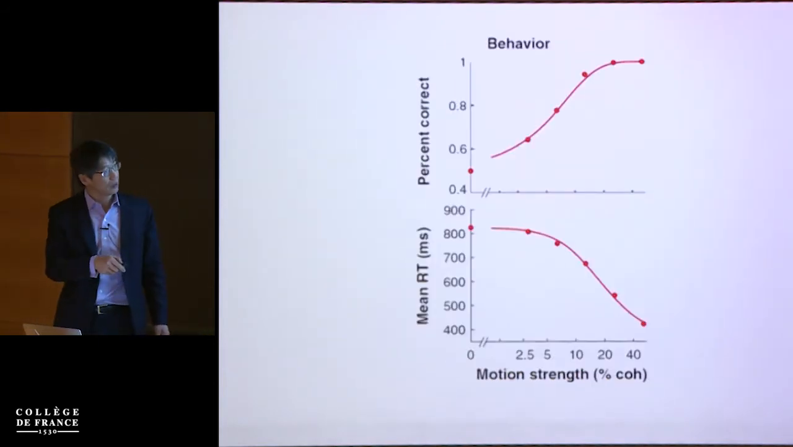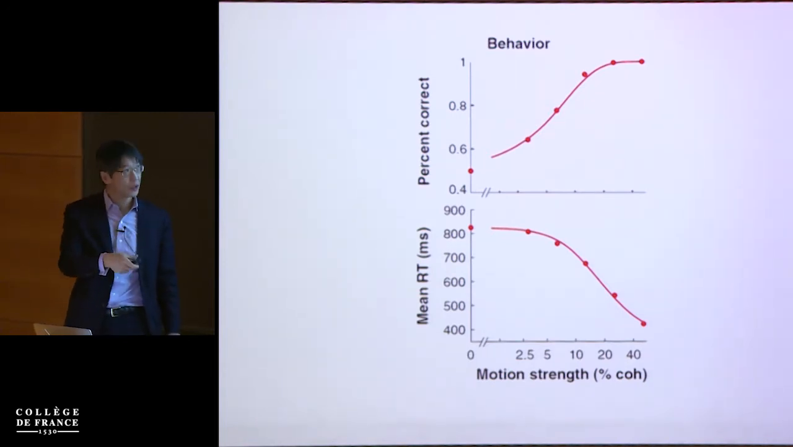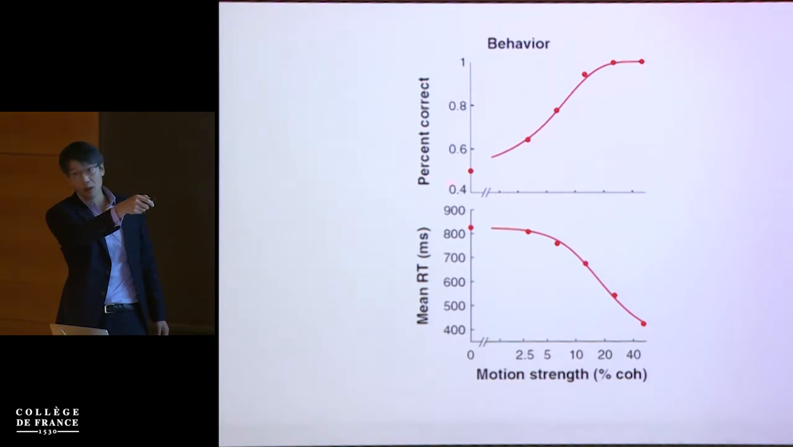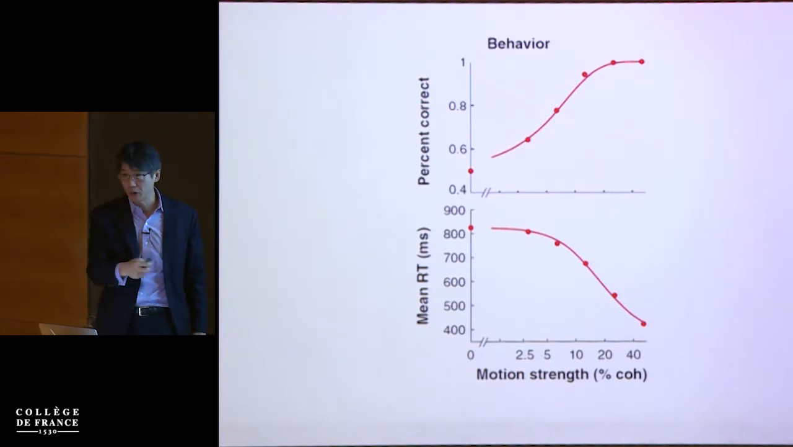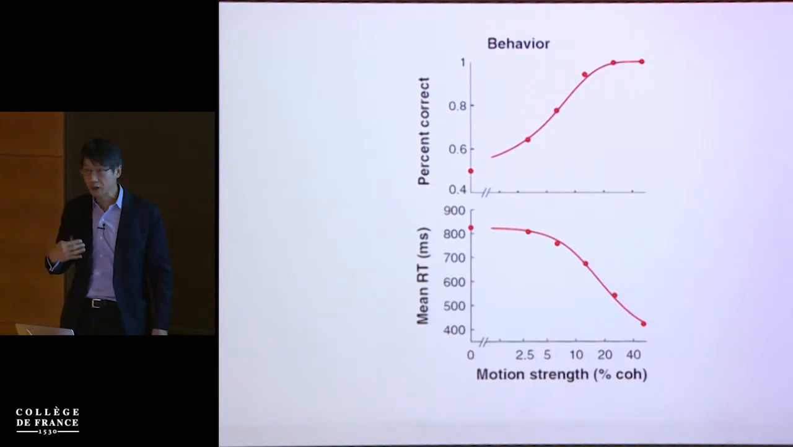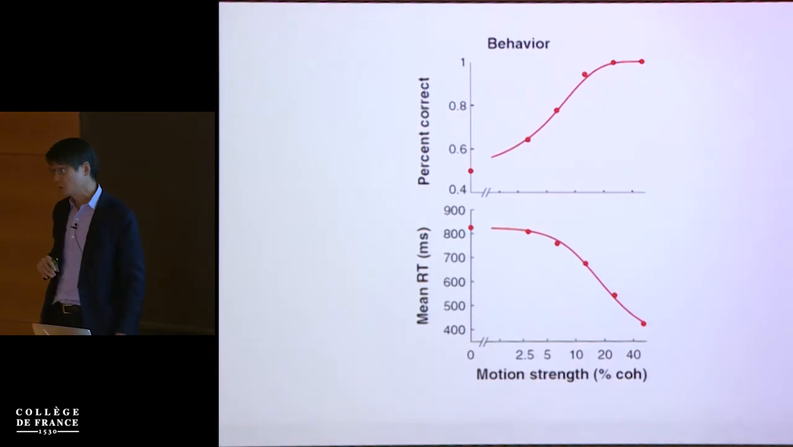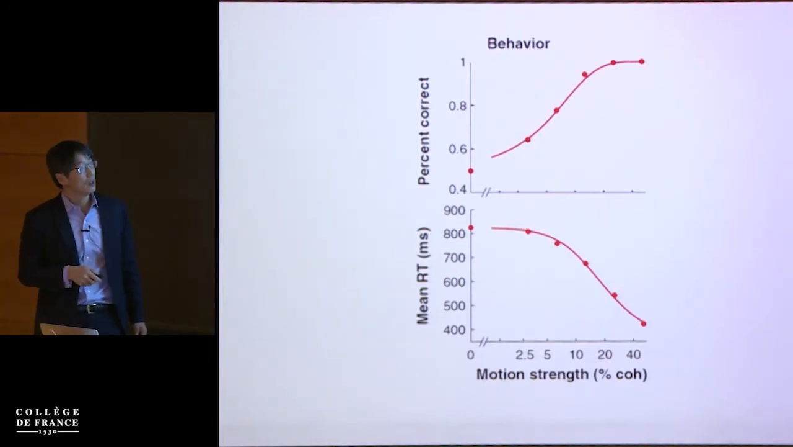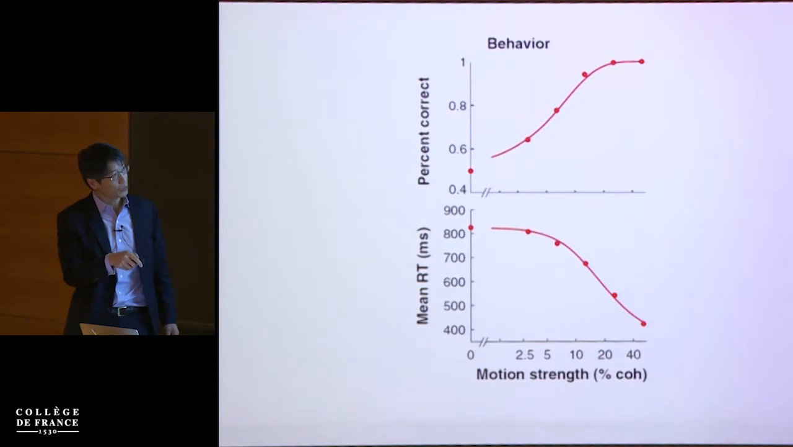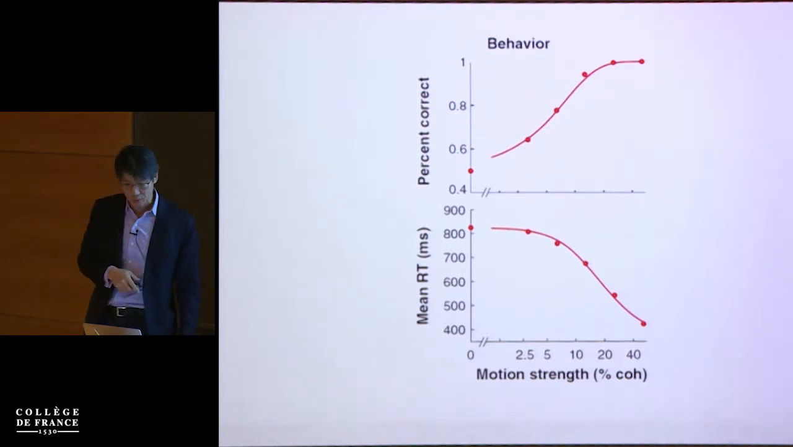As you would expect, when you decrease the motion strength, the task becomes more and more difficult. So the performance goes down in a psychometric function shown here, whereas the reaction time goes up. When you make a harder and harder decision, two things happen. Usually it takes a longer time for you to decide, and secondly, it's more likely for you to make a mistake. Still, with trained animals, the performance can be rather high, above 80%, 90% correct, even when the motion strength is only about 10%.